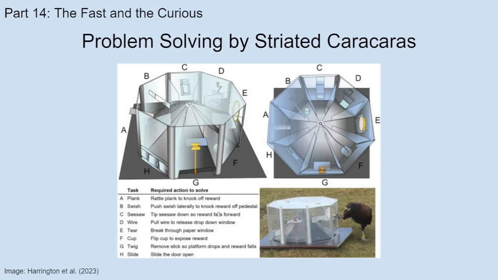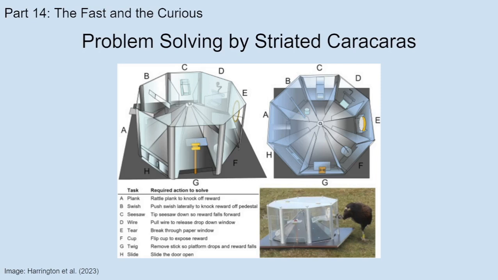It's described on the slide here, but there's one compartment where you had to rattle a plank to get the food to fall off. There's one where you had to push the food off a pedestal with a lever, basically. There's one where you had to tip a little seesaw down so that the reward tumbles down. There's one where you had to pull a wire to open the window. One where you had to poke a hole in the paper window, and one where you flip a cup over and the fluid is underneath there. There's one where you remove a stick and the food will fall down, and there's one where you had to slide a door open.